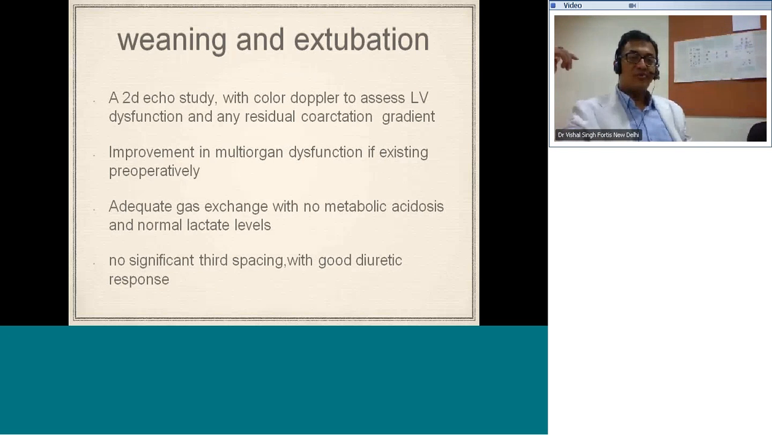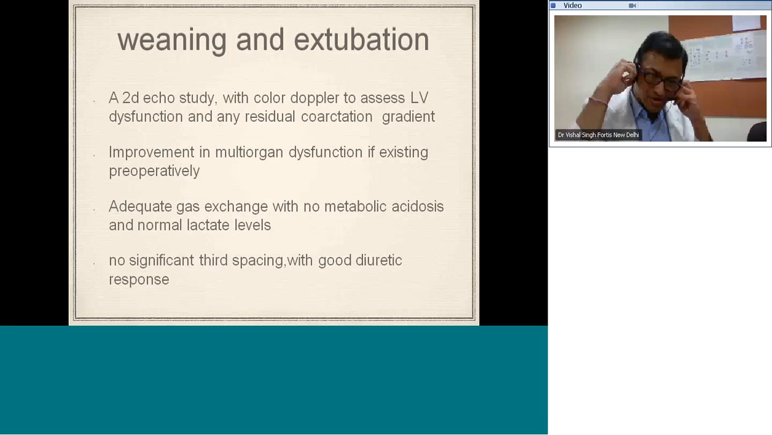If the 2D echo study with Doppler to assess LV dysfunction reveals that the function is good and there's no residual coarctation gradient, you can always plan a weaning and extubation on the first POD or sometimes on the second POD, depending on how well the ventricle is moving and how the child is maintaining his end organ function, whether he's having any third spacing. So the same criteria of extubation about being awake and alert with good urine output, everything comes here as well.